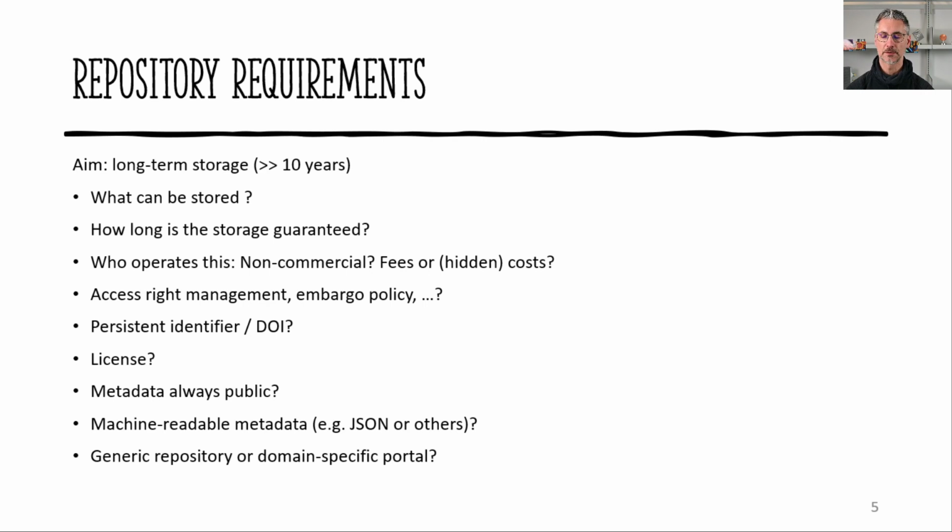What kind of license requirements do we have? Does the repository impose a license on us, or are we free to choose the license for our data? Will the metadata describing the data always be public, even if the records aren't? Are the metadata machine readable, for example, in a JSON format? And then do we choose a domain-specific or a generic portal for publishing our data?